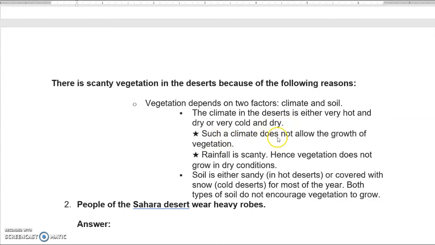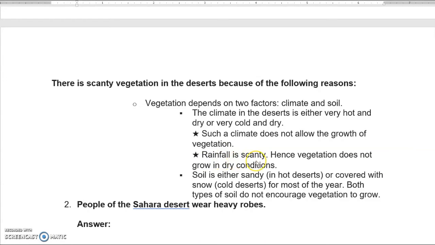Such a climate does not allow the growth of vegetation. So, if it is very hot, it will not allow the growth of vegetation. If it is very cold, this will not allow the growth of vegetation. So, both climates, very hot and dry and very cold and dry, do not allow the growth of vegetation. Then next one, rainfall is scanty.